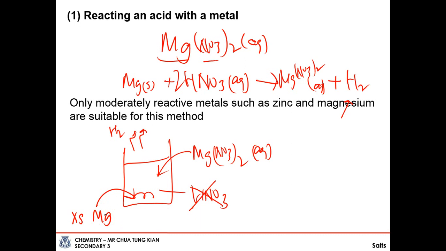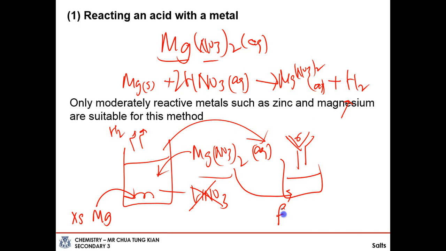So what do I do to obtain my salt? Very easy, right? I just need to remove the magnesium ribbon. How to remove it? I filter it out. So I filter this out. My magnesium ribbon is left here, and my salt is collected as the filtrate. Now my salt is here, and the question says I must obtain magnesium nitrate crystals.